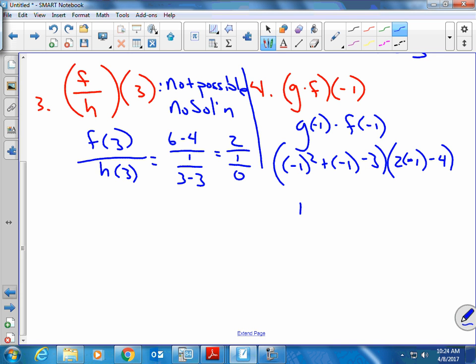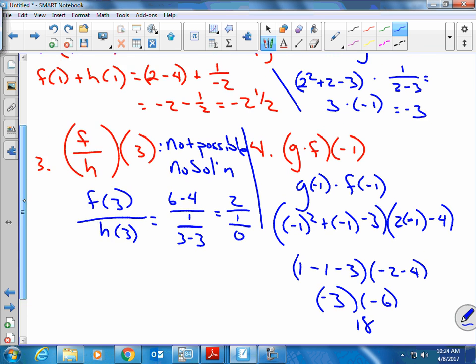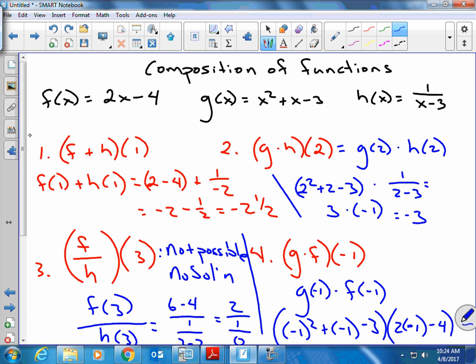And I get 1 minus 1 minus 3 is 0 minus 3, which is a negative 3, times 2, negative 2, minus 4, which is a negative 6. Answer is 18. G of negative 1 times f of negative 1 is 18. Okay, that's the first part. Composition, or a basic computation, addition, subtraction, multiplication with functions.